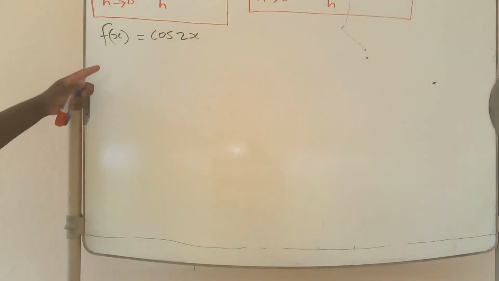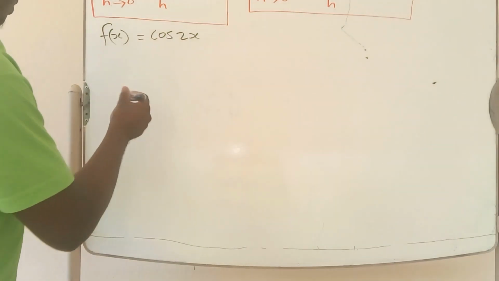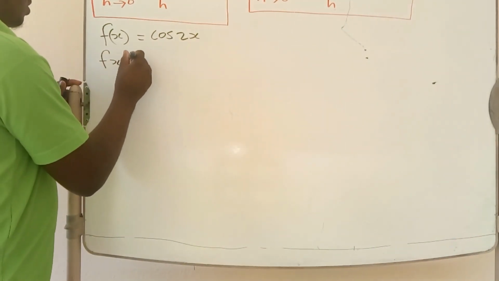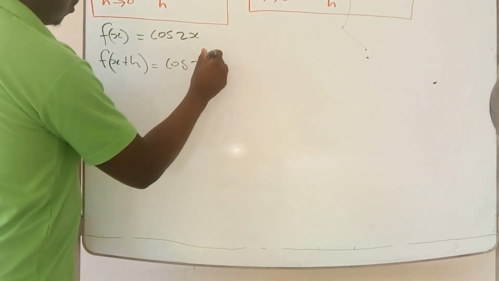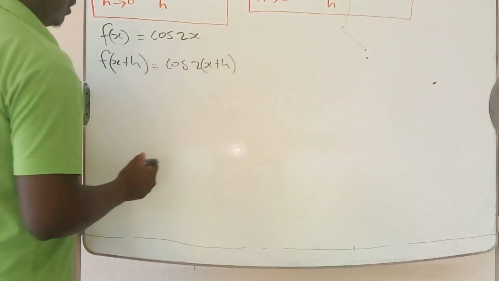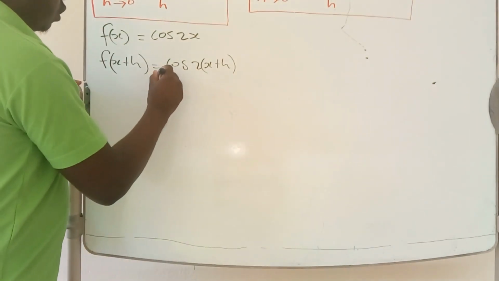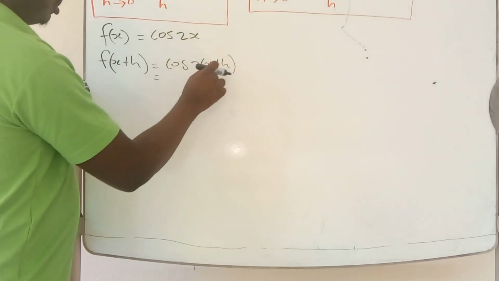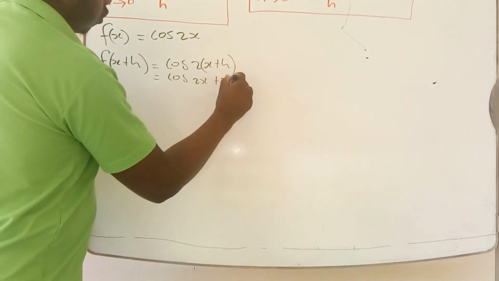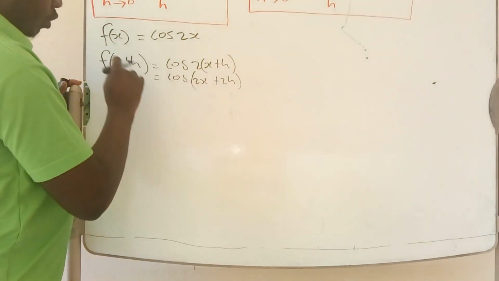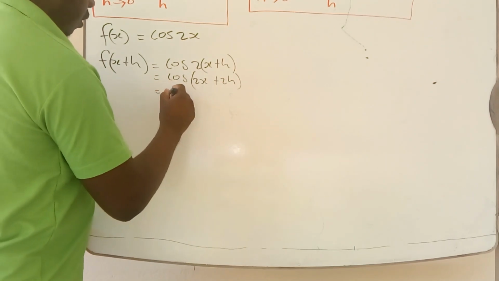Alright? So let's look at another example. We have f of x is equal to cos 2x, right? We know we need f of x plus h, and that is equal to cos 2(x plus h). Right? You're comfortable with this, right? Anywhere you see x, replace it with x plus h. So you can distribute this 2 to each term, so this can be simplified to cos(2x plus 2h).